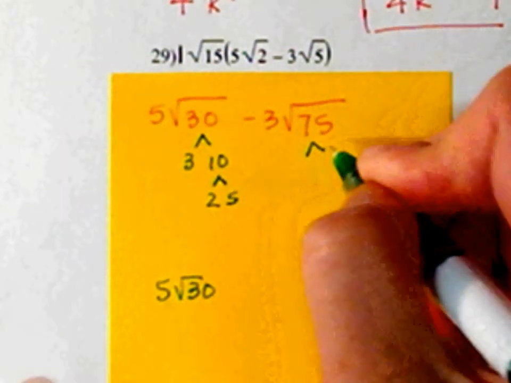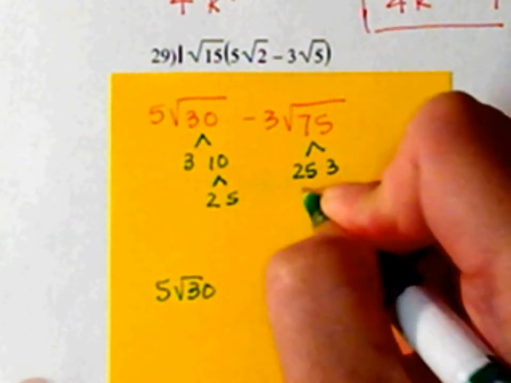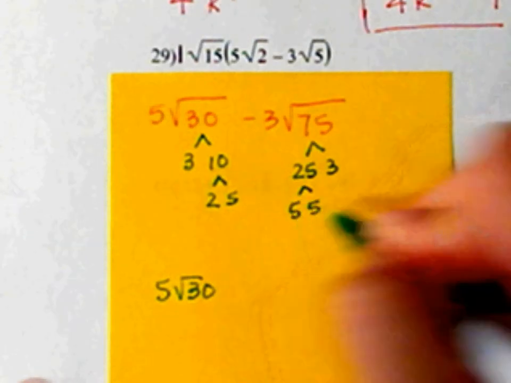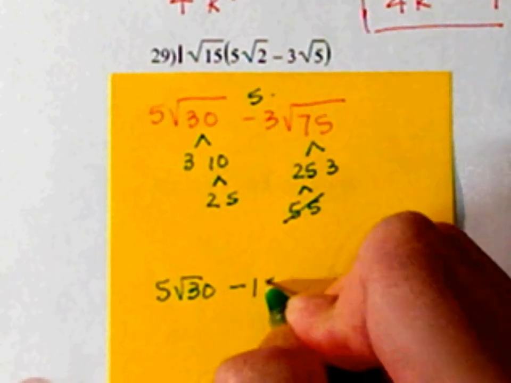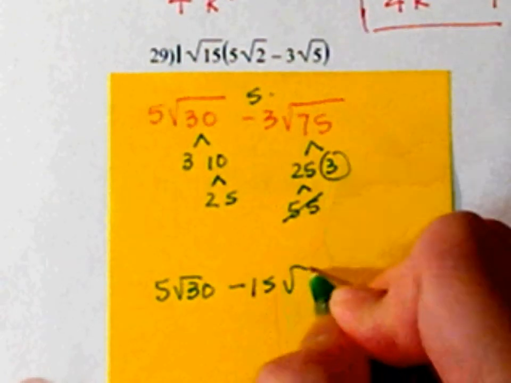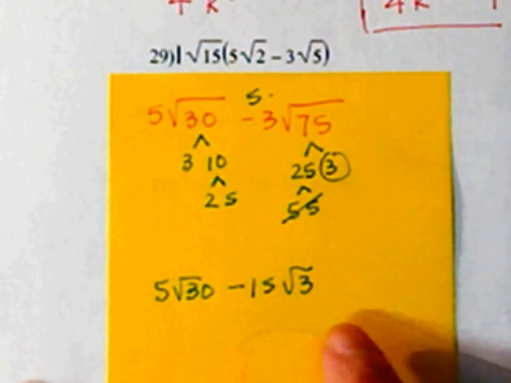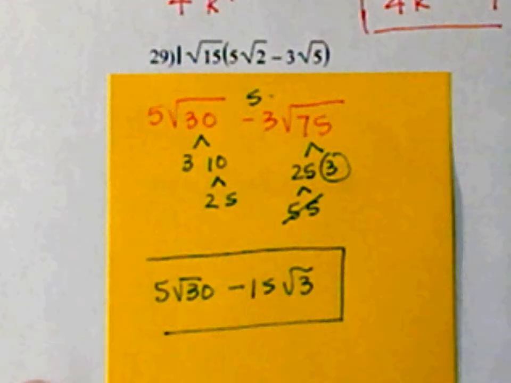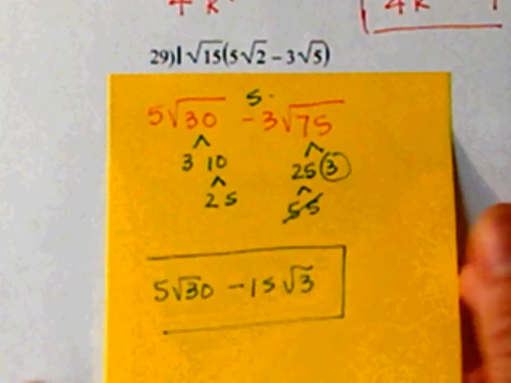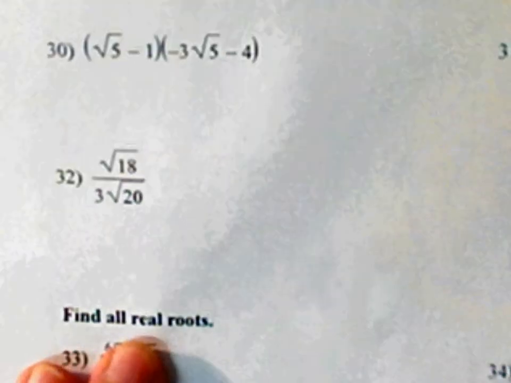Factors of 75. 25 and 3, factors of 25, 5 and 5. 2 of a kind, 5 comes out, so minus 15 with a 3 left over. Not like terms. Cannot combine them. There's your final solution for number 29. Number 30.